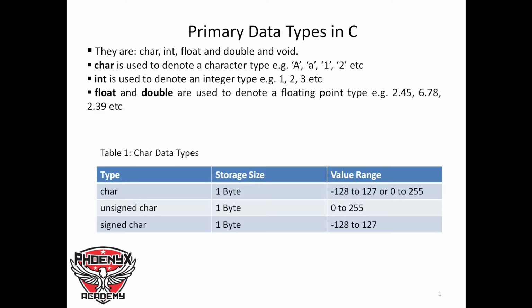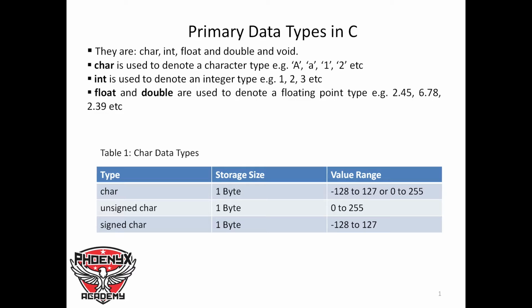The integer is used to denote a whole number, just as we have seen in the addition program that we created. Examples are 1, 2, 3, 4, 5, and many other whole numbers. Other data types that we have are float and double. Float and double are used to represent a number with a decimal fraction, such as 2.45, 6.78, 2.39, which are called floating point data types.